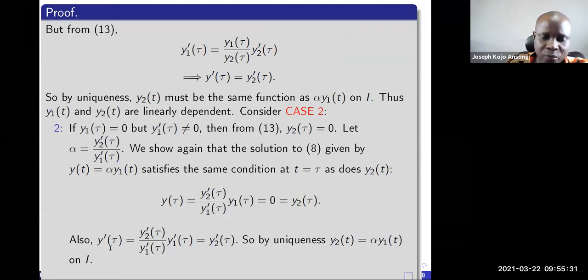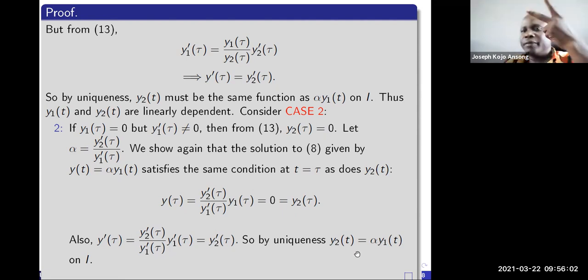That gives you y prime at tau is equal to, note that alpha is this, so I put it there. y1 prime is this. Now y1 prime cancels y1 prime, and so this is just equal to y2 prime at tau. So again, the derivative of y at tau is the same as the derivative of y2 at tau. And so by uniqueness, again, y2 has to be equal to alpha times y1 of t. Therefore, they are linearly dependent.